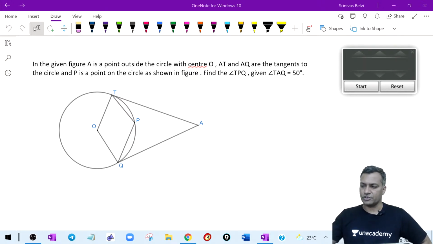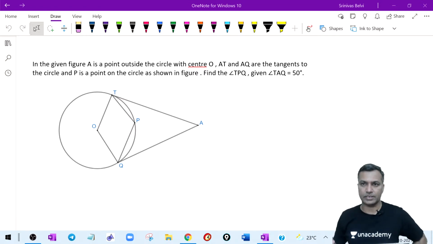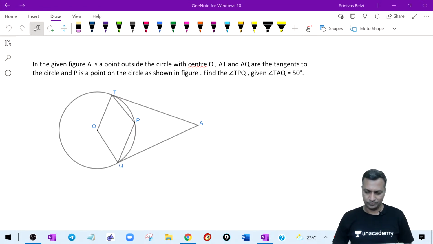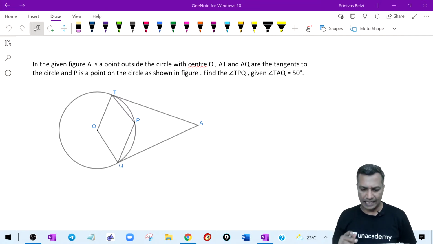Yes, you can expect this level, Rishabh. Why not? You can expect harder than this also. In fact, these are CAT questions only, what we are doing. I only just change the angles. All the questions that we did are CAT questions only.